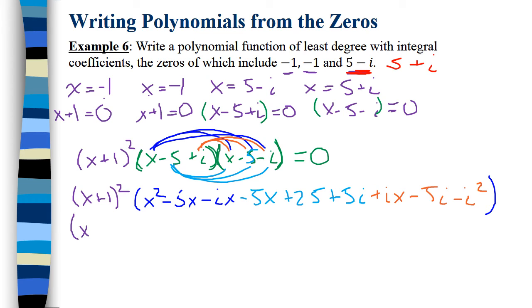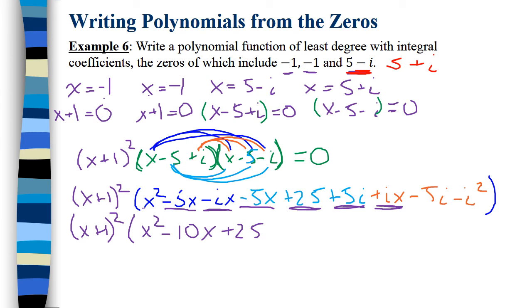I'm going to keep this factor over here so we don't forget about it: x plus 1 squared. We only have one x squared term, so x squared. Then minus 5x and minus 5x, that's negative 10x, and those are the only x terms. Then we have ix plus negative ix, so that's 0. Then we have plus 25. And then 5i minus 5i, that again is 0.